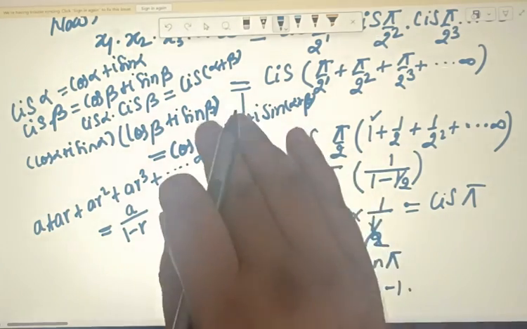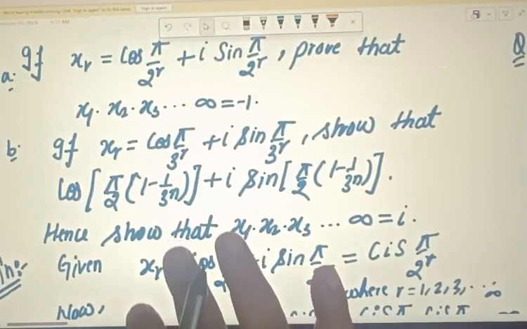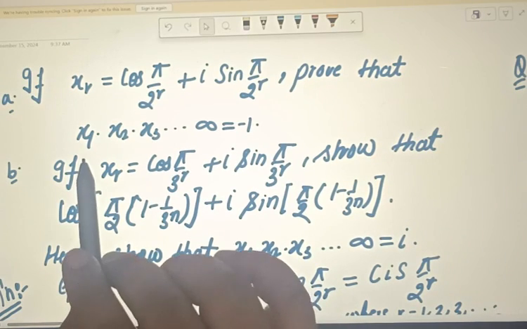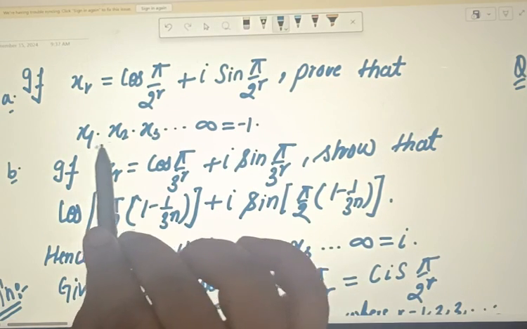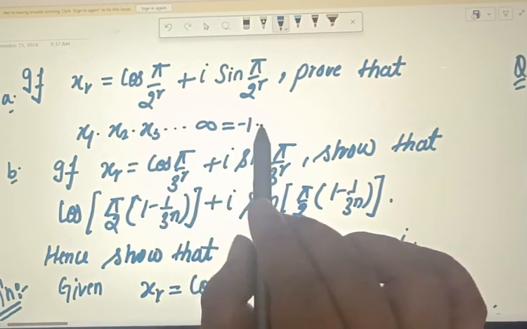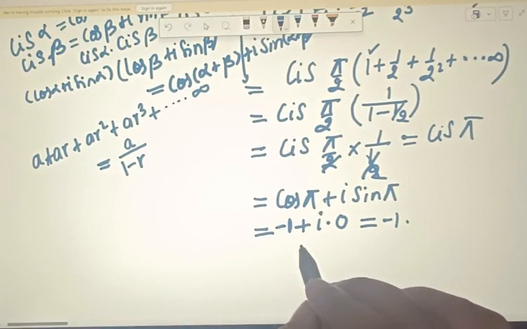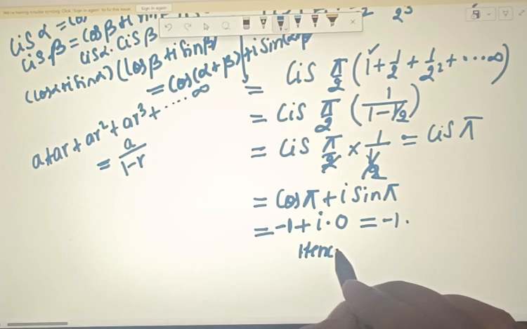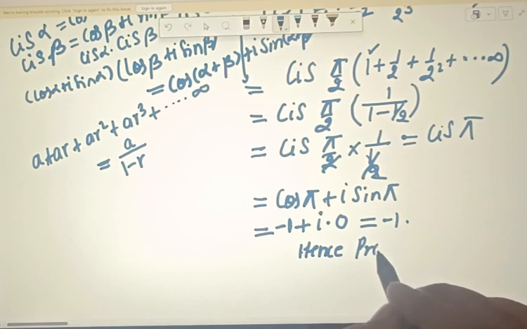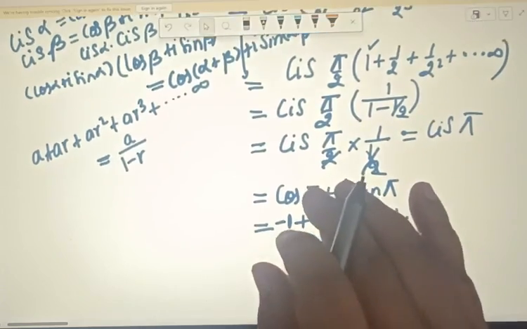So if you see in the first part of this question, the infinite product of x1, x2, x3 up to infinity is nothing but minus 1. So you can say hence proved. The working methodology is very simple, only basic mathematics is required.